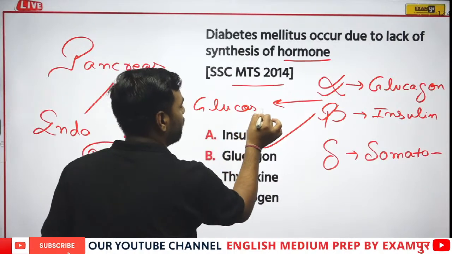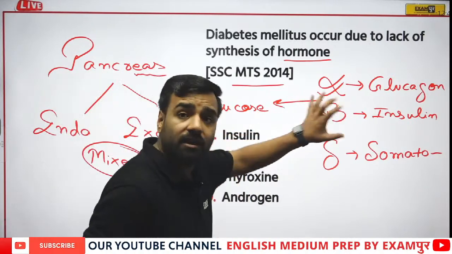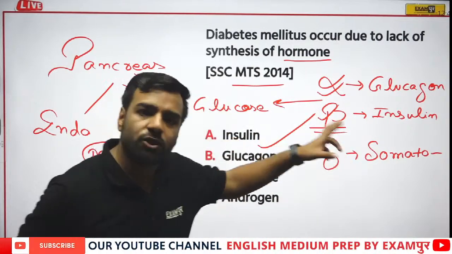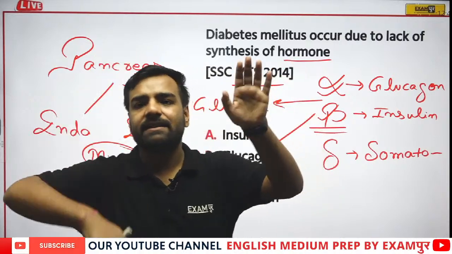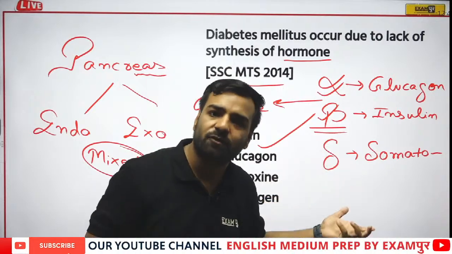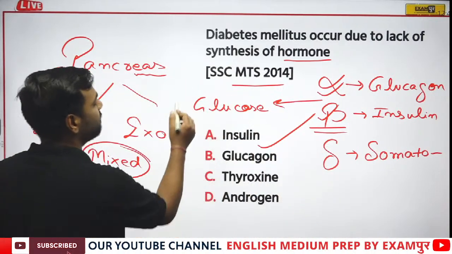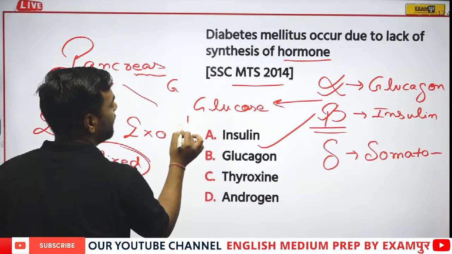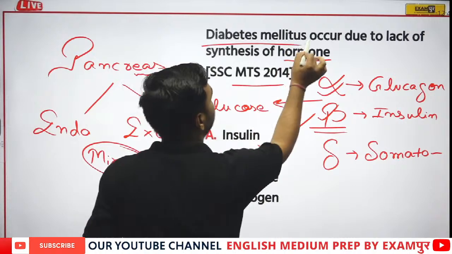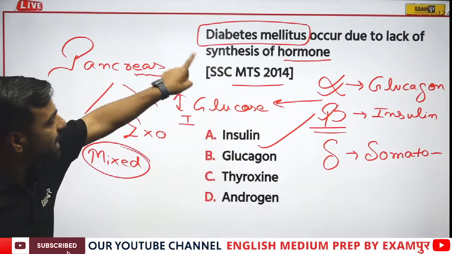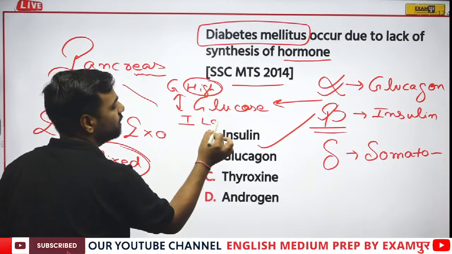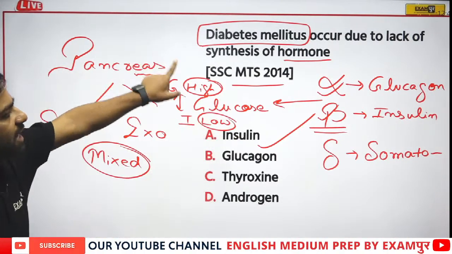Now, what will happen if there is any kind of issue with this beta cell? So, there will be an issue with the insulin. That means now the balance is going to be disturbed. That is, there would be no proper balance. And in this imbalance, what is going to happen? Glucose level would be high and insulin level would be low. And this condition is known as diabetes mellitus. Remember, in diabetes mellitus, glucose level goes higher and insulin level goes lower. This condition is known as diabetes mellitus.